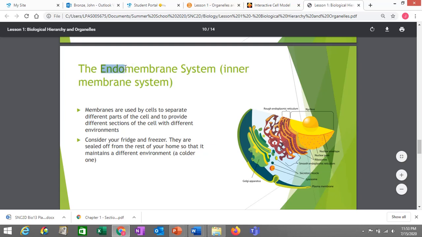Endo just means inside, right? So membranes inside the cell as opposed to the cell membrane, which divides outside and inside. And so this is important, the endomembrane system, because membranes are used to separate different parts of a cell and to provide different parts of the cell with different environments. So that sounds complicated, but it means something pretty simple.